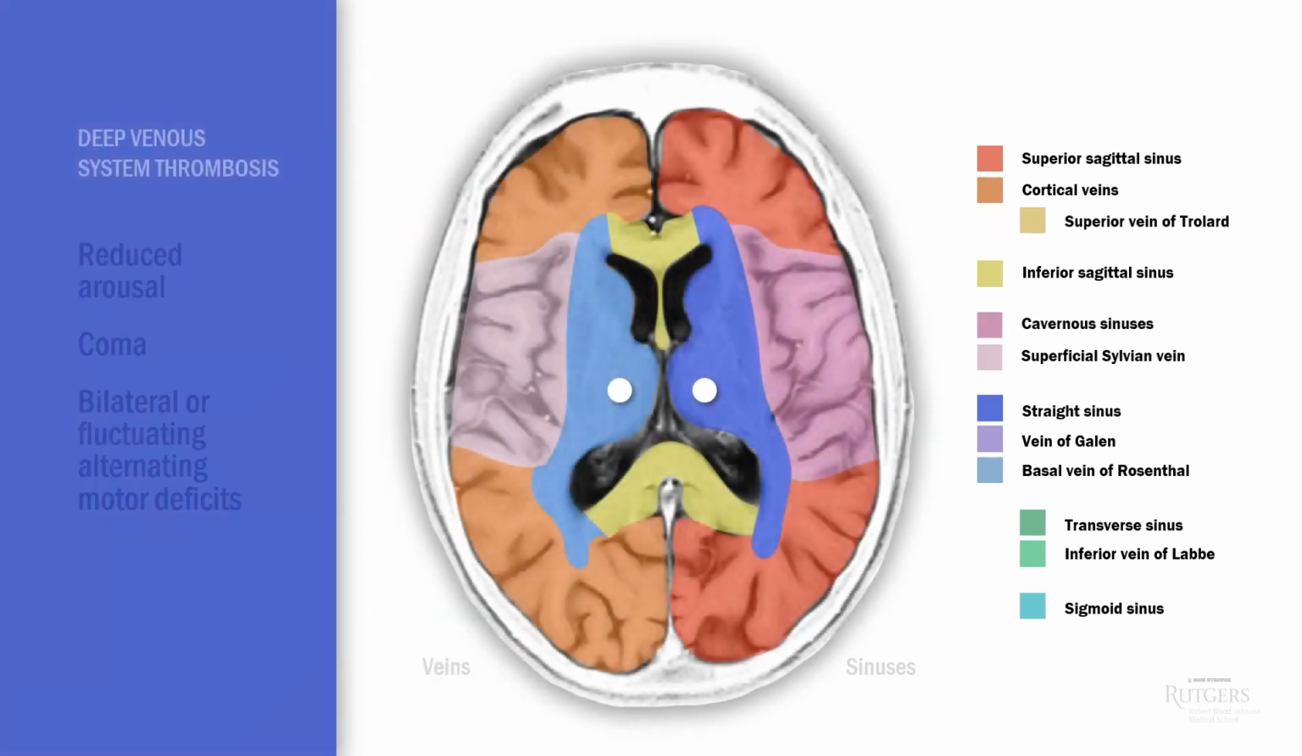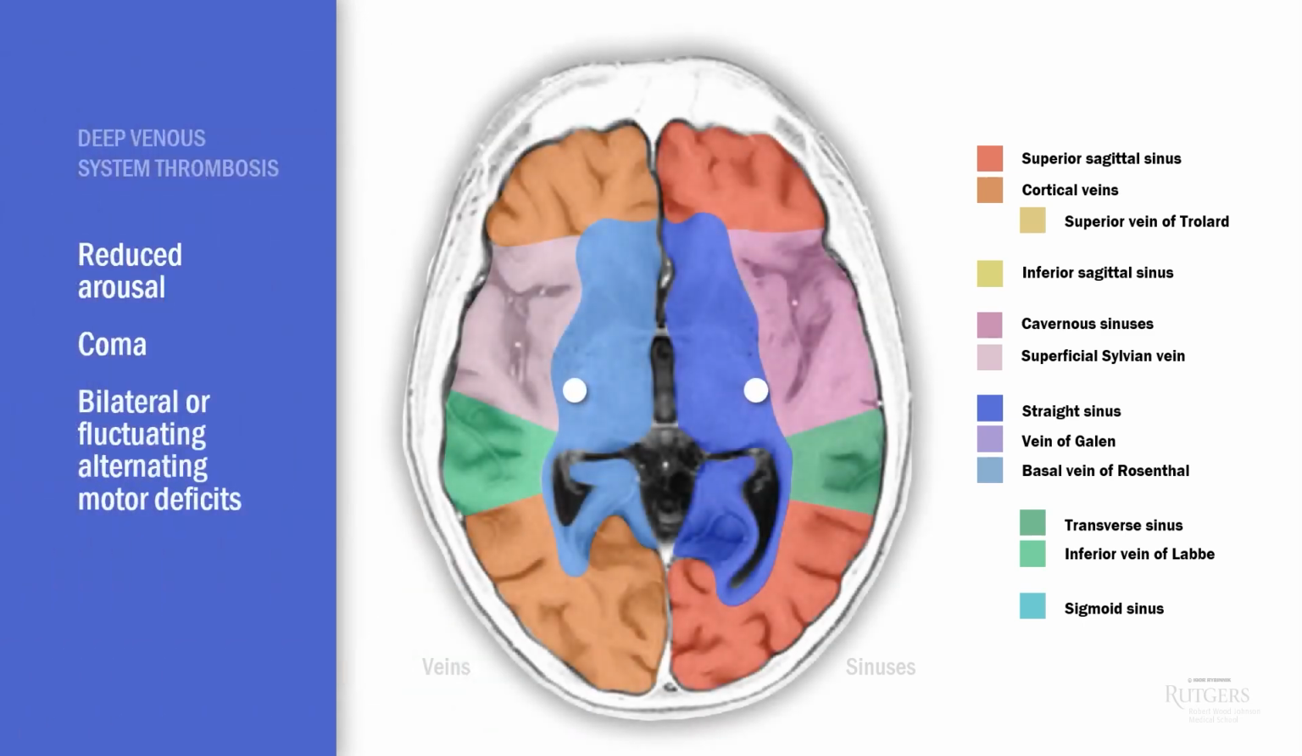And now the deep venous system comes into view, in blue. We're talking about the straight sinus and the deep draining veins, vein of Galen and the basal vein of Rosenthal. Thrombosis of the deep system causes thalamic edema and impairment of reticular activating system. So it's not so surprising that these patients present with decreased level of arousal. Motor deficits may be bilateral or fluctuating and alternating, one side then the other. This probably happens because of the edema in the motor tracts in the internal capsule and the midbrain.